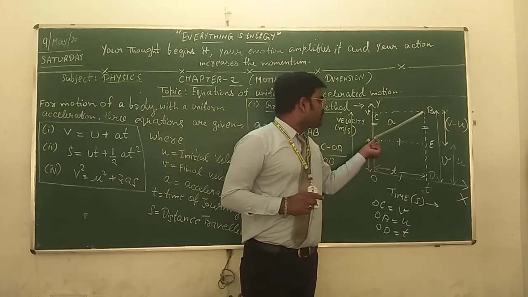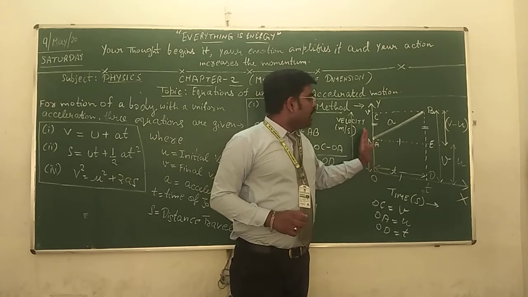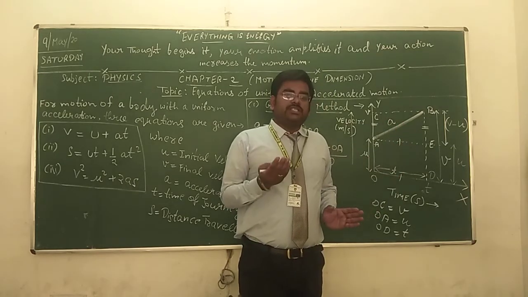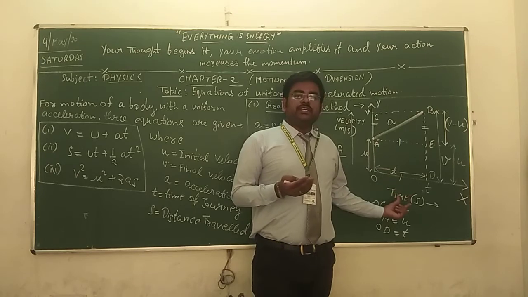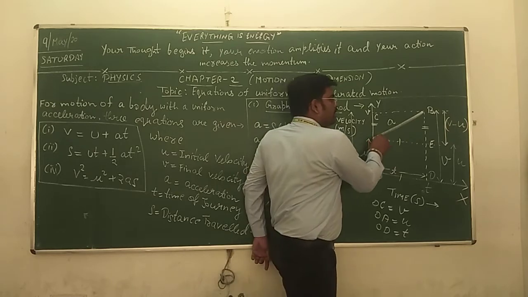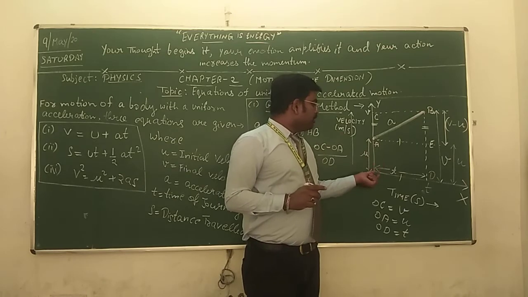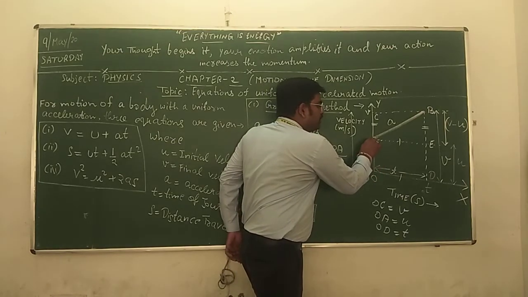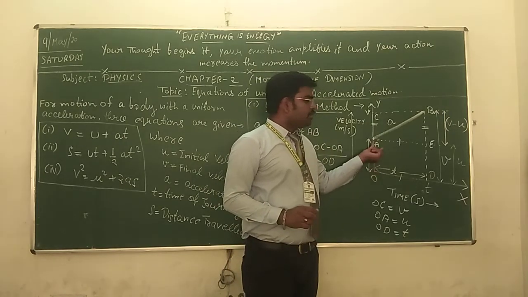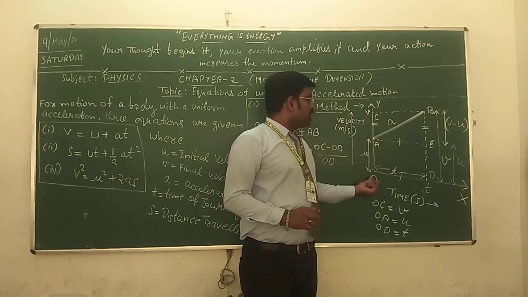Suppose that a body starts from a particular point A and is uniformly accelerated. Accelerated means there is an increase in its velocity, so there is a continuous change in its velocity with respect to time. So it goes on increasing and reaches the point B. Now listen, counting from zero, OA is the initial velocity of the object.